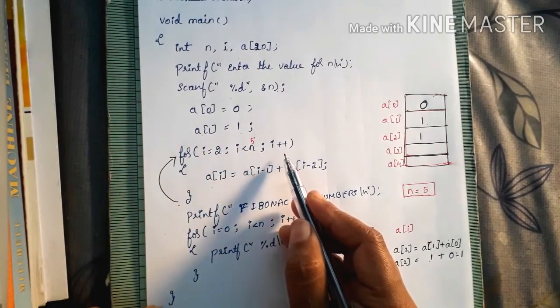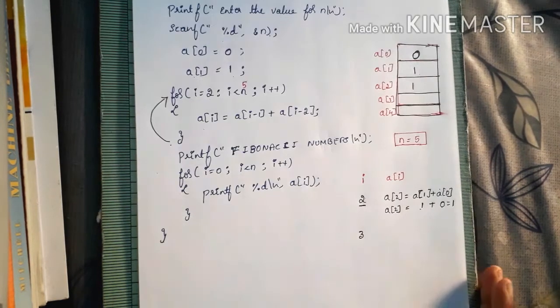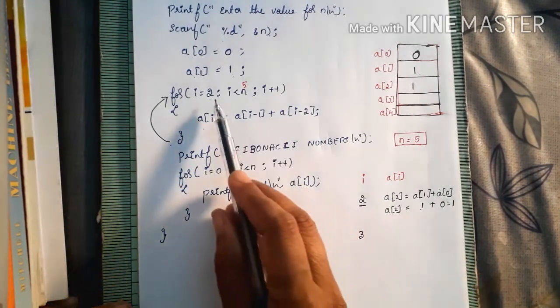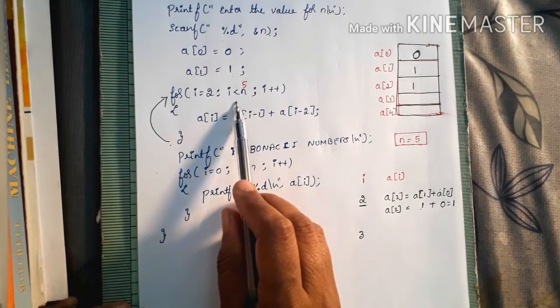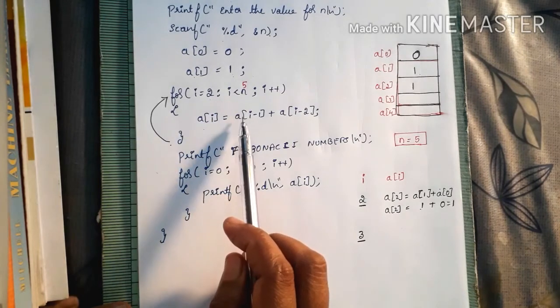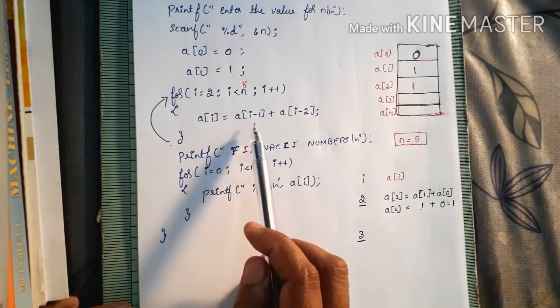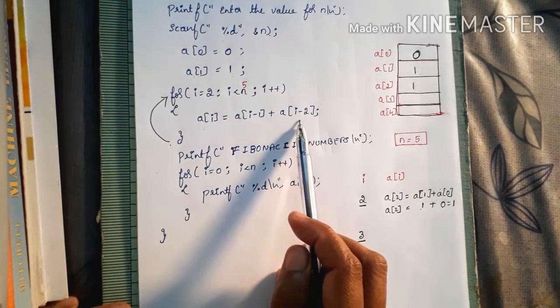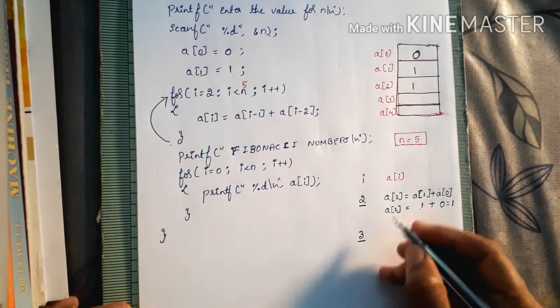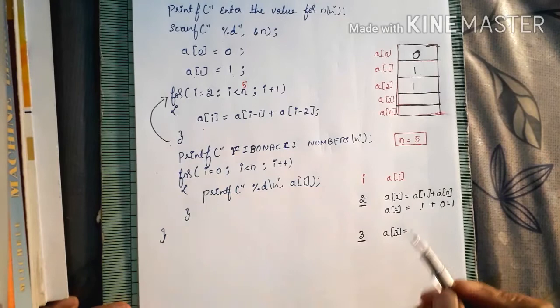Next, the updation: I is incremented by 1, so I becomes 3. Then the condition: is I less than n? The I value is 3. 3 is less than 5, the condition is true. Control enters the for loop. The for loop body instruction is A of I is equal to A of I minus 1 plus A of I minus 2. That is A of I, A of I means A of 3.